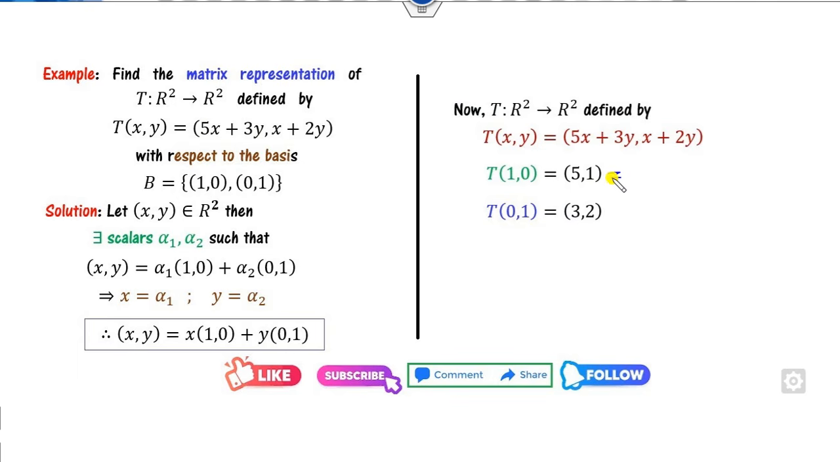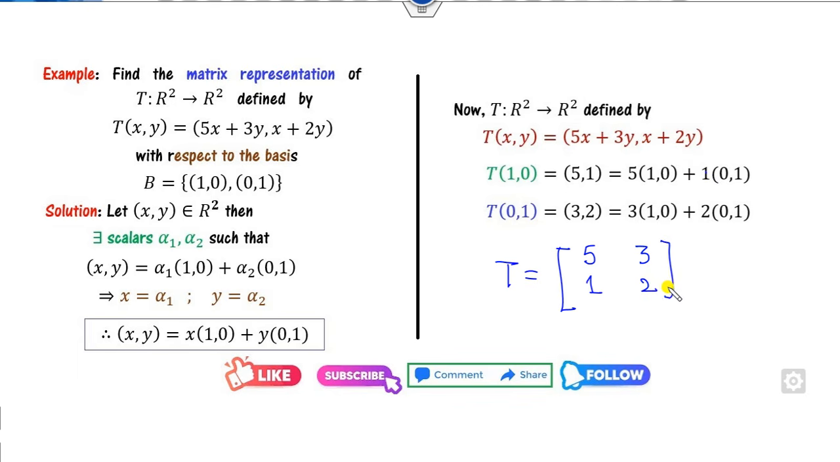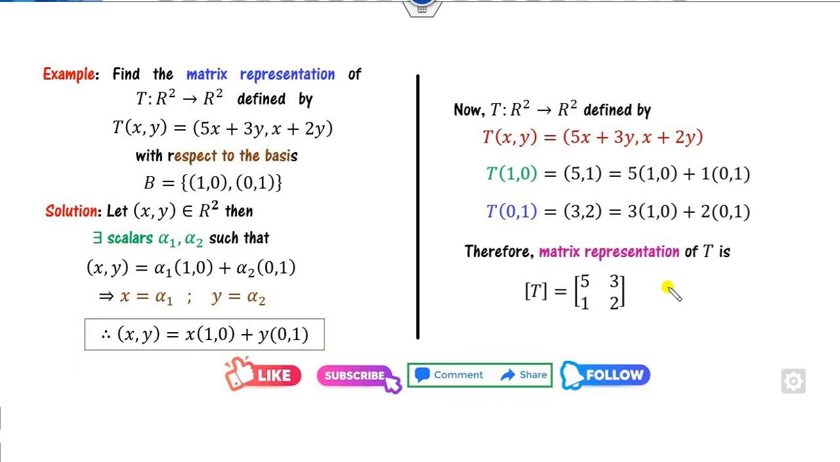Write this 5 comma 1 with the help of this expression, x plus y, y is 1. You can see that if you open this bracket, it will be here. It is 3 times 1 comma 0 and twice 0 comma 1. So what is the matrix representation? The matrix representation is: first column is 5 and then 1, and then 3 and 2. That is the right answer of this problem.